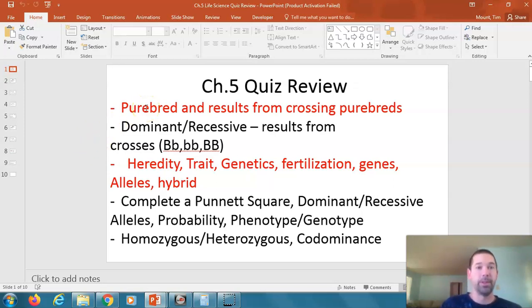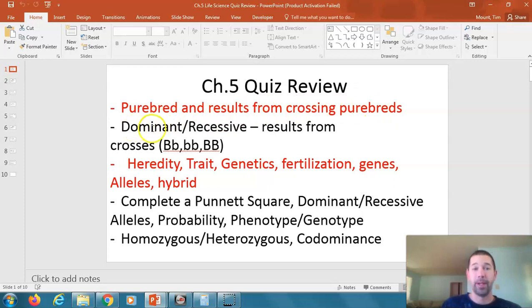So the first one here shows purebred and results from crossing purebreds. So study the book. Remember you have the book pages and your notes and the questions that you've been working on. And look at Mendel's experiments with purebred and results from crossing purebred plants.